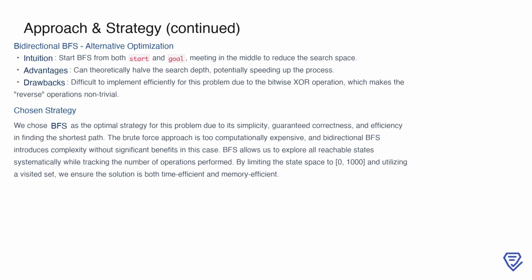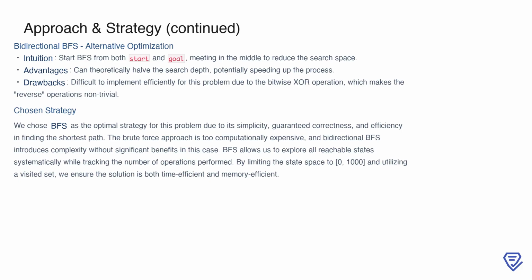Another optimization worth considering is bidirectional BFS. Instead of exploring states only from the start, this method begins 2 simultaneous BFS traversals, one from the start and another from the goal, meeting in the middle to reduce the search space. The advantage here is that it can effectively halve the search depth, potentially speeding up the process.